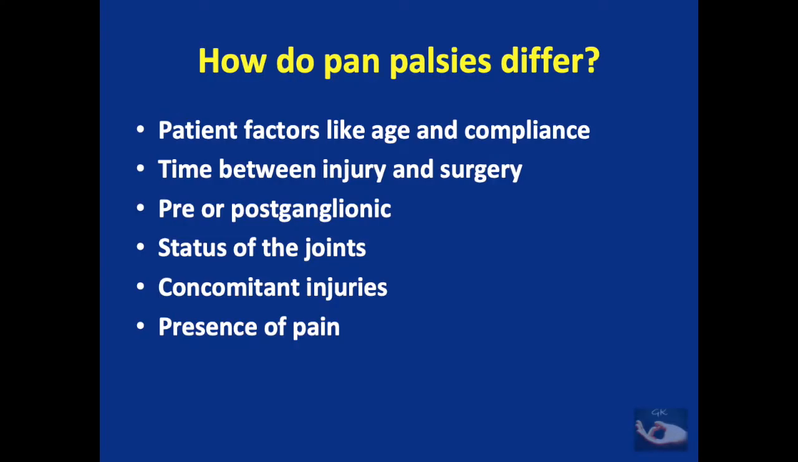Yes, there are. Patients differ in factors like age, the time between the injury and the surgery, whether they are preganglionic or postganglionic, and if so, which roots are preganglionic and which roots are postganglionic lesions, the status of the joints, the concomitant injuries present in the involved upper limb, and the presence of pain. These play a major factor in deciding the treatment protocol in different patients.